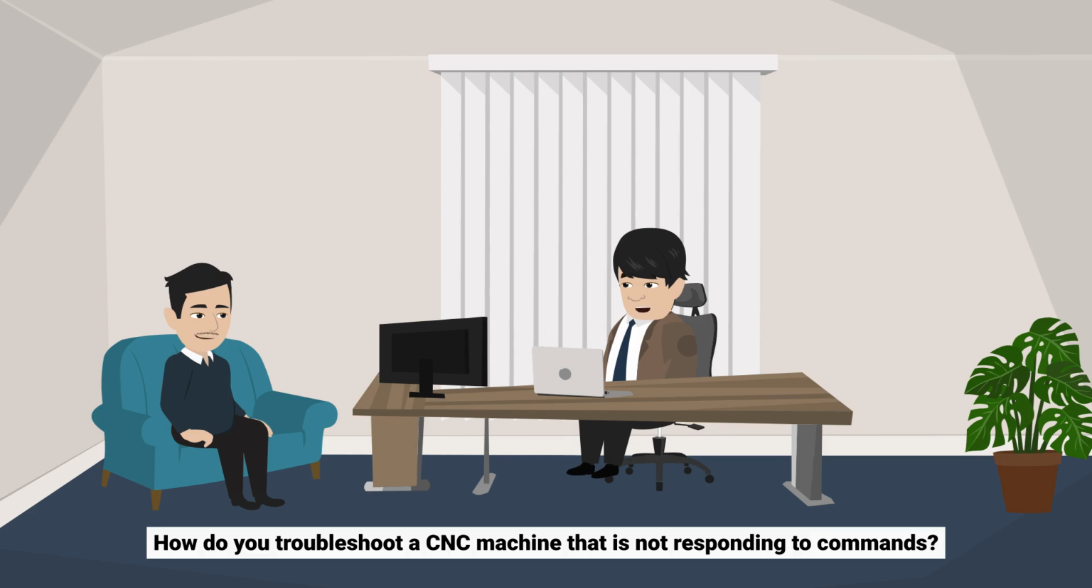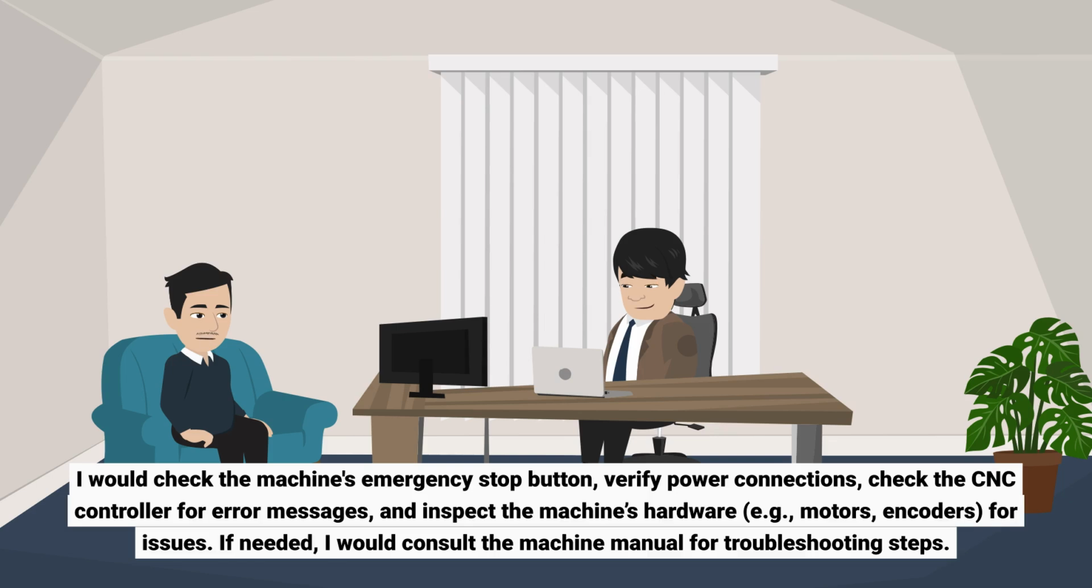How do you troubleshoot a CNC machine that is not responding to commands? I would check the machine's emergency stop button, verify power connections, check the CNC controller for error messages, and inspect the machine's hardware, e.g., motors, encoders, for issues. If needed, I would consult the machine manual for troubleshooting steps.